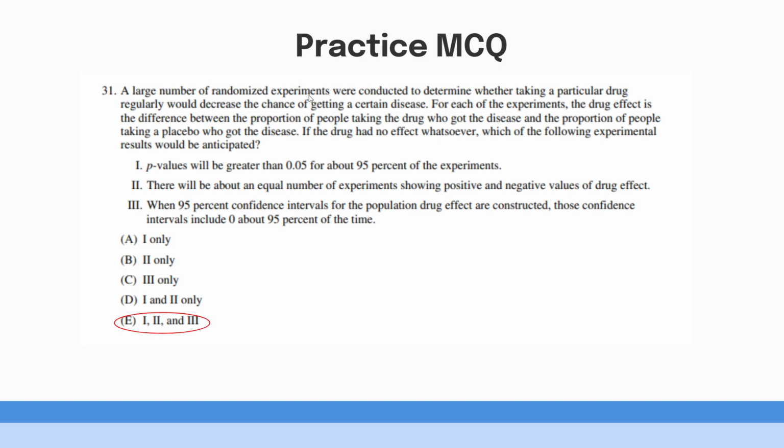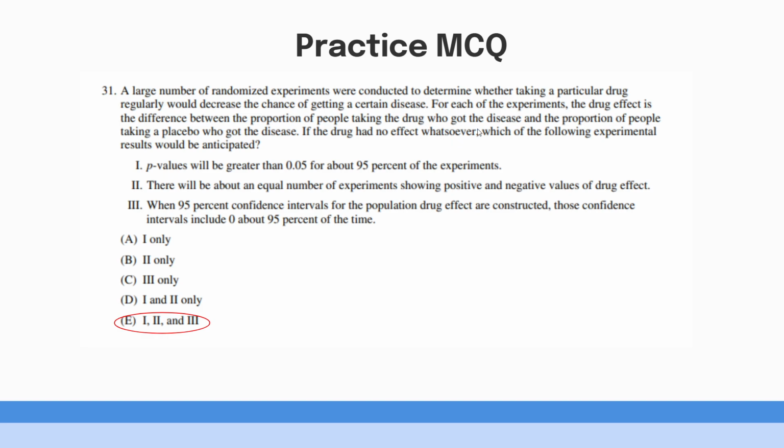A large number of randomized experiments were conducted to determine whether taking a particular drug regularly would decrease the chance of getting a certain disease. So we have an experimental situation. Now for each of the experiments, the drug effect, and this is really important, we're measuring the drug effect, is the difference between the proportion of people taking the drug who got the disease and the proportion of people taking the placebo who got the disease. So we automatically see this is a difference of two proportions situation, whether it's a confidence interval or a hypothesis test.